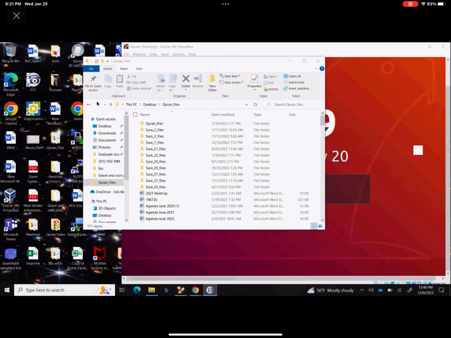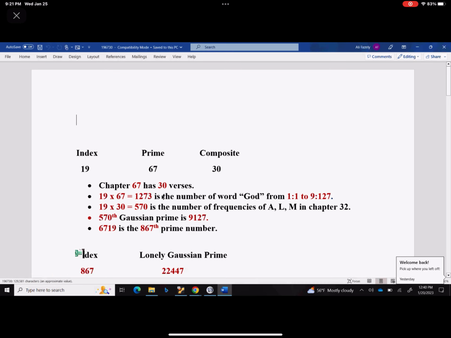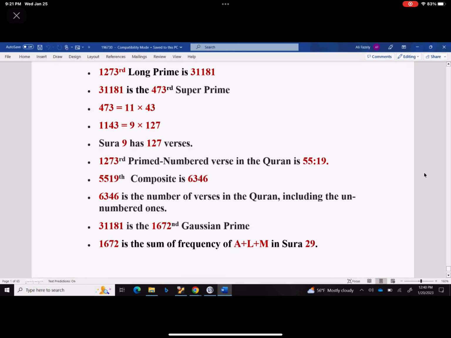Okay, very well. Go back to here and open up this, so we can see some more of the Quranic generators. Okay, very good.